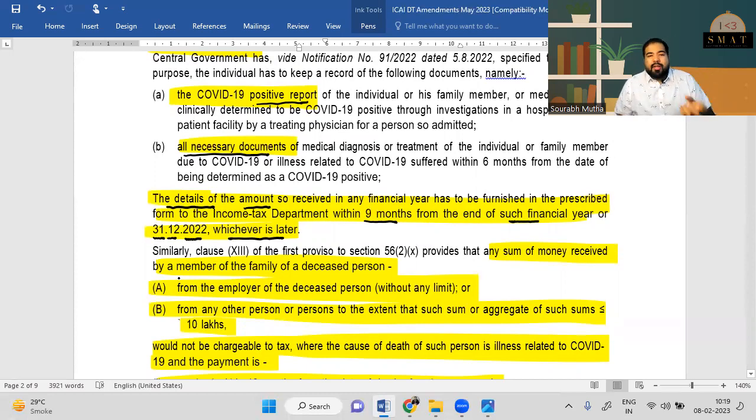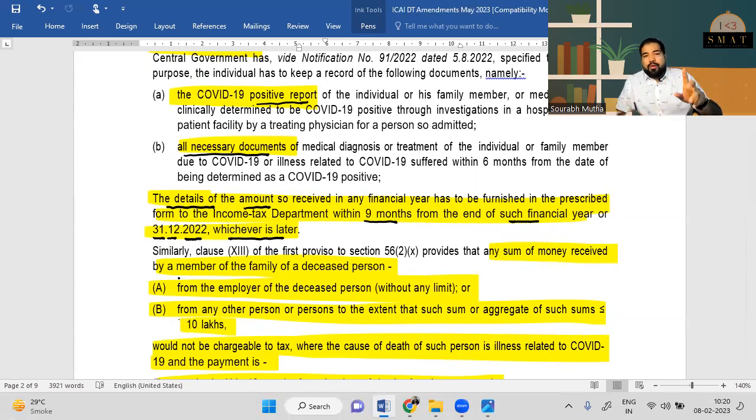Unfortunately, someone in your family is no more because of COVID. They got COVID and within a period of 6 months, they lost their life because of COVID. And in that case, if their employer, for example, let's say some family member of yours was working with Wipro, and if Wipro pays them some money, is that amount taxable? It's not life insurance, it's just a sum of money received. They say that that will not be taxed if it's coming from your employer, no limit. So Wipro can pay 10 lakh, 20 lakh, 30 lakh. And if it's any other person, the limit is 10 lakh.